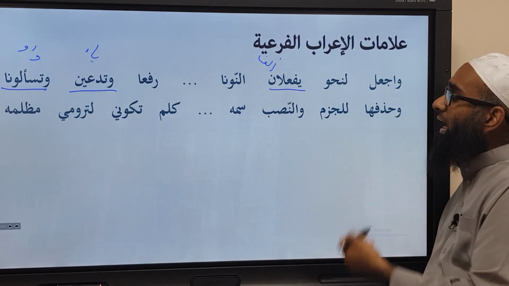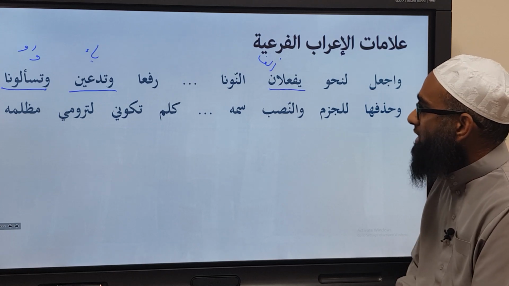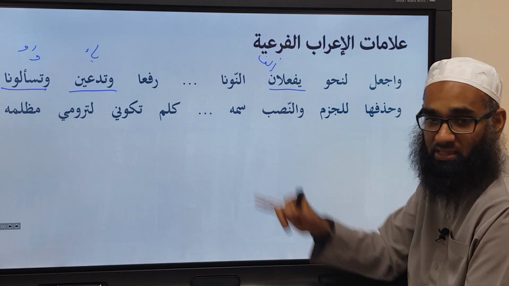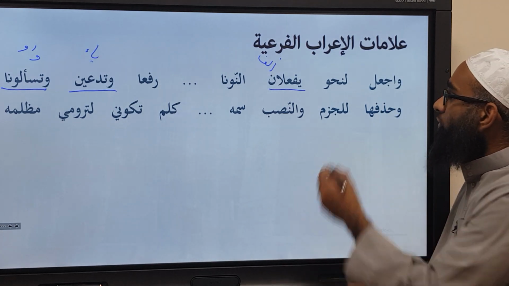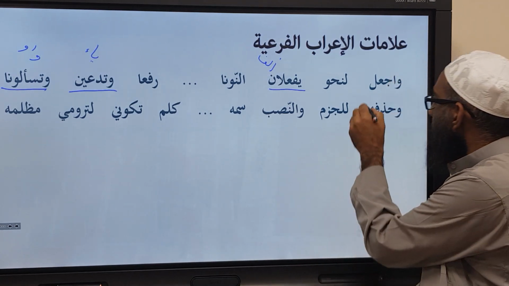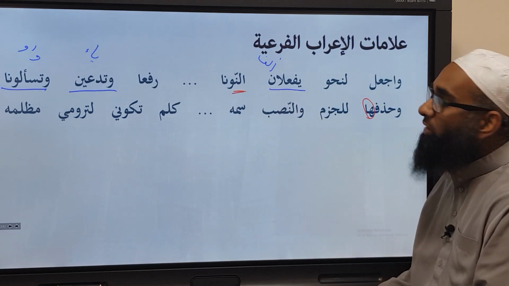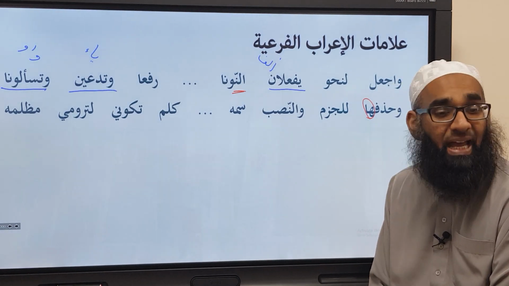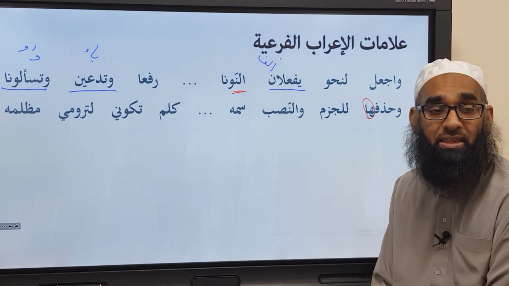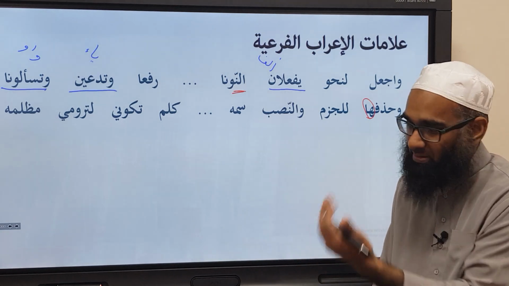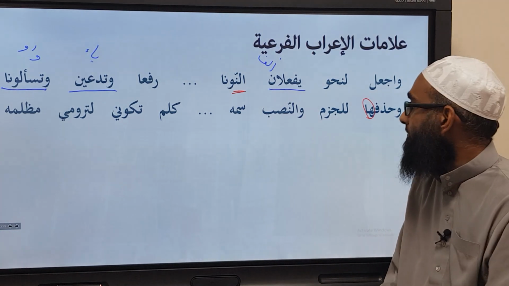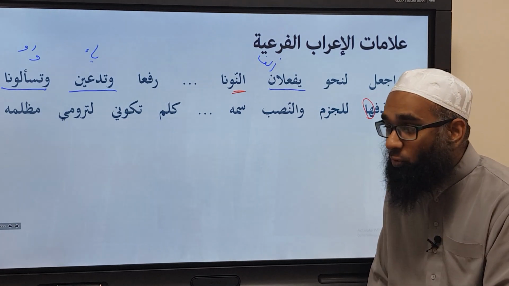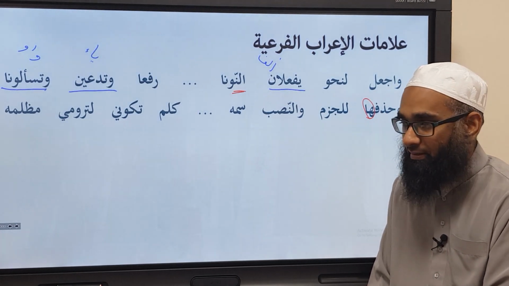وحذفها للجزم والنسب سمة. And it's removing the what? What's Hazami referring to? The removing of the noon for jazm and nasab is a sima. What's sima? Sign. Simahum fi wujuhihim min athari as-sujud. And ism is called an ism because some say it is based on this. It's a sima, it's a sign. So وحذفها للجزم والنسب سمة: its removal for a jazm or a nasab is a sign.